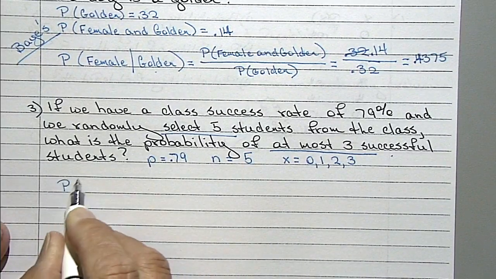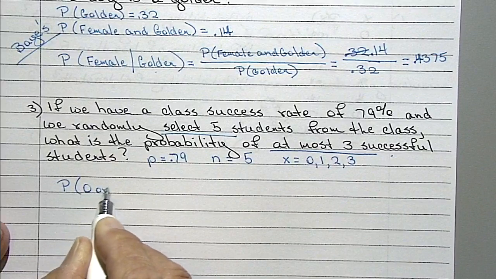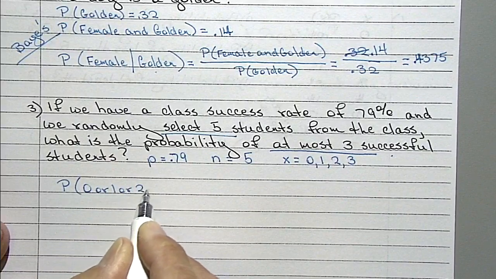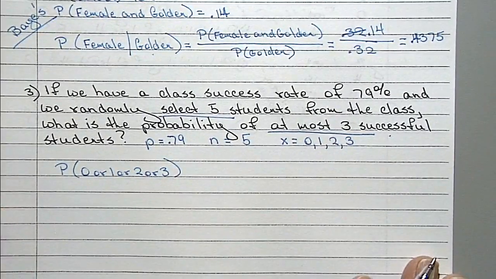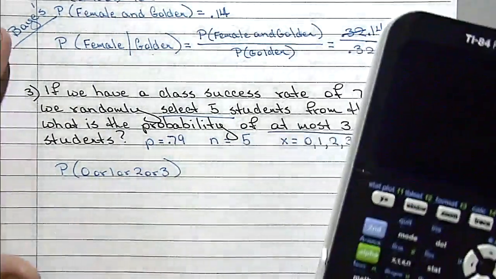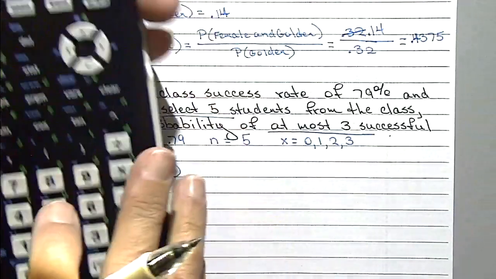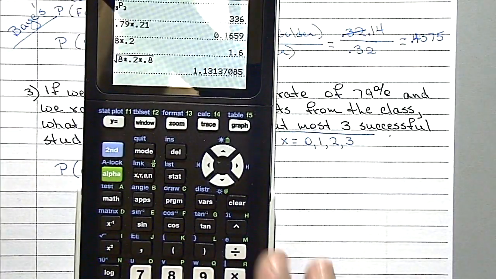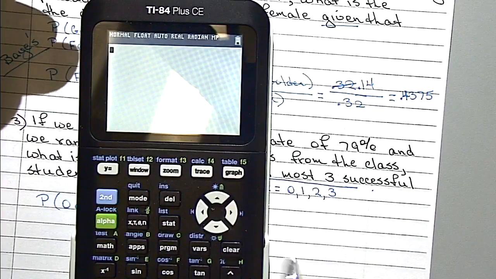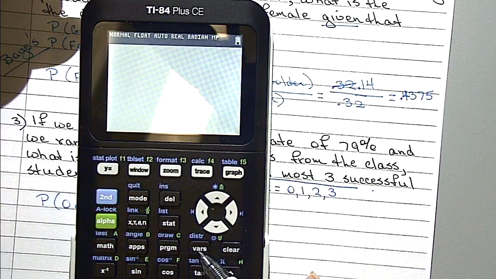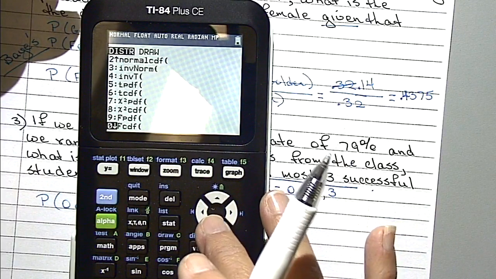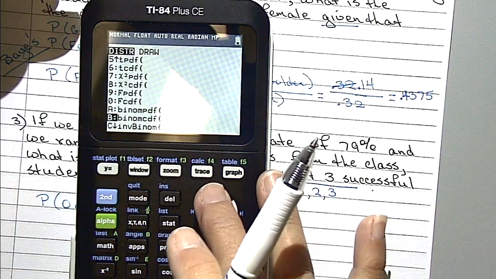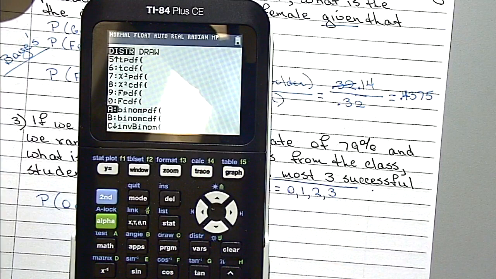I'm going to say I want the probability of 0, or 1, or 2, or 3. That means I add them together, doesn't it? So do you remember how to get the binomial probability on your calculator? Let's see if I can turn this on. My battery's going dead. We're going to hope it lasts. I'm going to go to distribution right over this VARS. So I go second, and I have to scroll down for mine. And I come to A, which is binomial PDF.